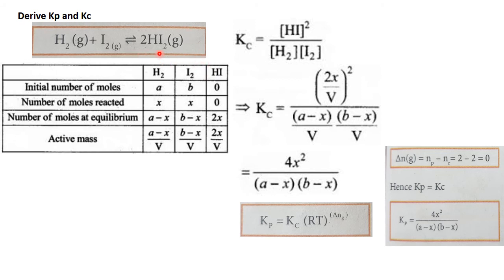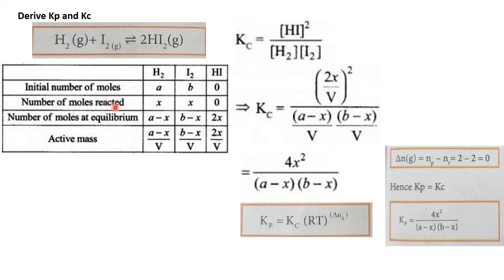So just listen carefully. First you write the reactants and products, H2, I2, HI, in 3 columns. Then the initial number of moles at the initial state of the reaction. Here we consider A moles of H2 and B moles of I2 taken in a container. The container has a volume capital V. So the initial number of moles can be written as A, B. At the initial state the products are not formed, the reaction has not yet started, so the product side is 0.